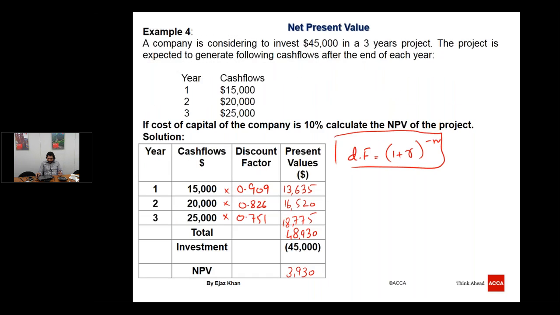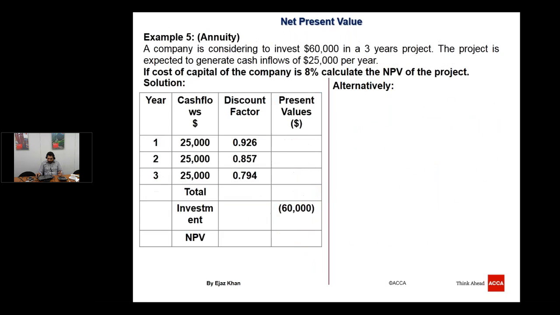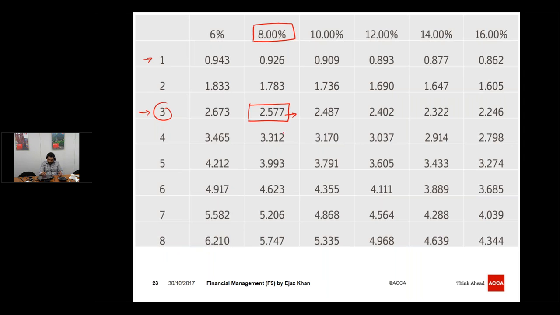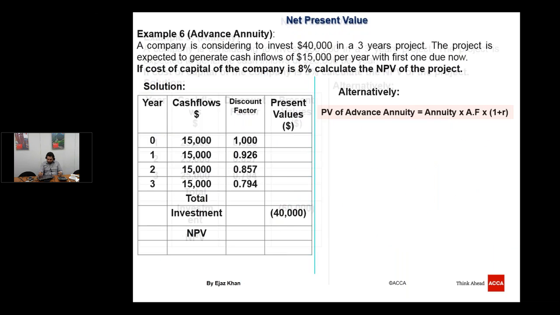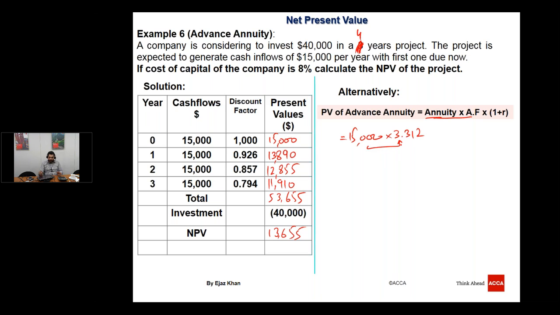So let's go back to the table and see at 8%, what's the annuity factor for year 4? It's 3.312. So just take 3.312 as our discount factor. Had it been an ordinary annuity, this would have been the present value of the cash inflows. But since it's an advanced annuity, we have to add a further factor to this calculation, which is 1 plus R. R is 8% in this case, it's 0.08. So we will multiply 15,000 with 3.312, and then multiply it with 1.08 to adjust for the impact of advance payment.